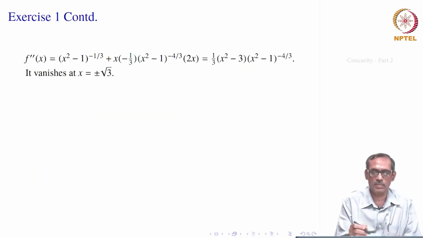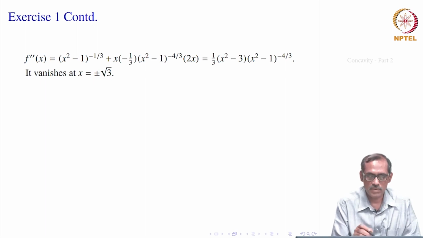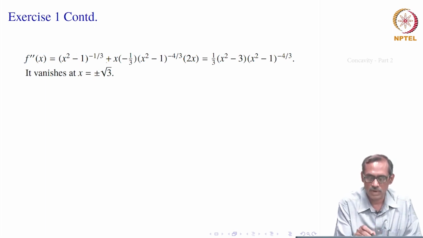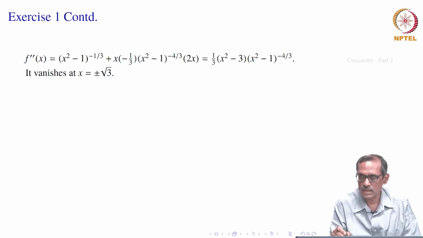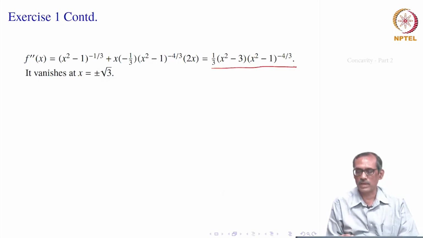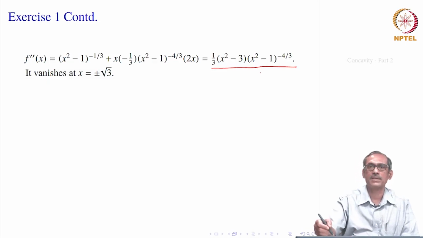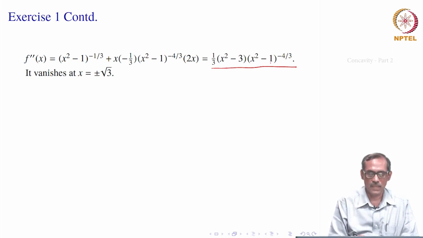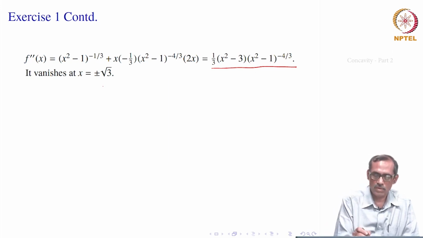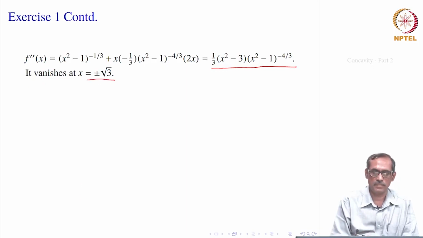Okay. So, let us go for the second derivative. If you take the second derivative, you have to work it out. You would get it in this form: 1 by 3 times (x square minus 3) into (x square minus 1) to the power minus 4 by 3. Of course, leaving the points 1 and minus 1 where it is not even differentiable. So, this becomes 0 when x square minus 3 equal to 0. So, that gives x equal to plus or minus root 3.